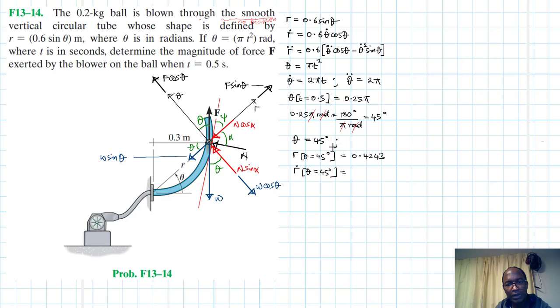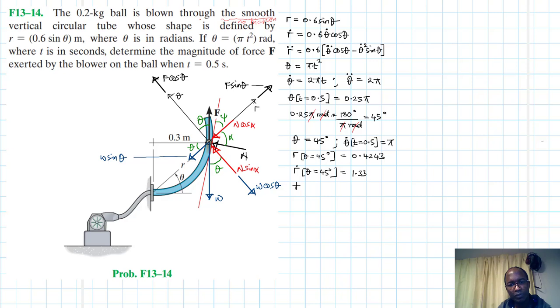Let me find this in advance. I'll need theta dot at t equal to 0.5, which is just equal to pi. Okay, therefore r dot is 0.6 by pi by cos 45, and we have 1.33.